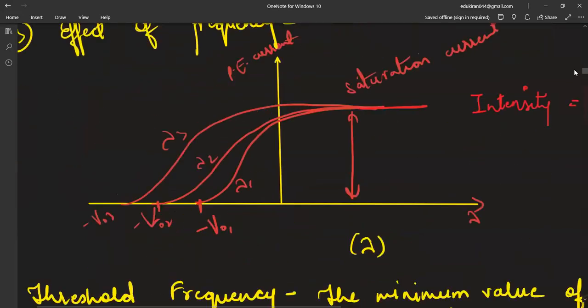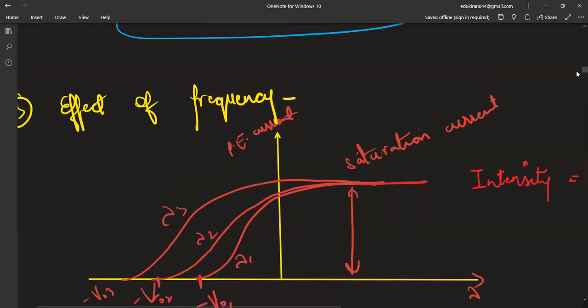Now, effect of frequency. Suppose intensity is kept fixed. In the previous case, we had frequency kept fixed. Suppose intensity is kept fixed. So what is observed?